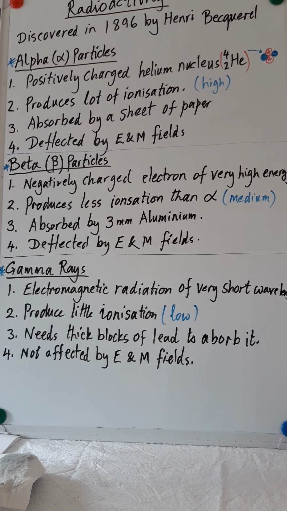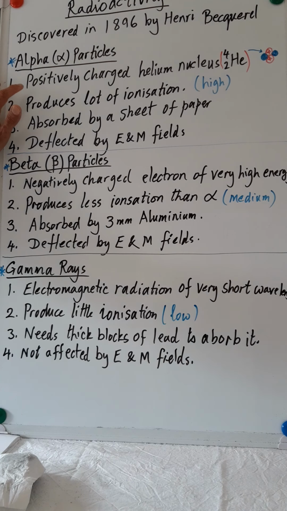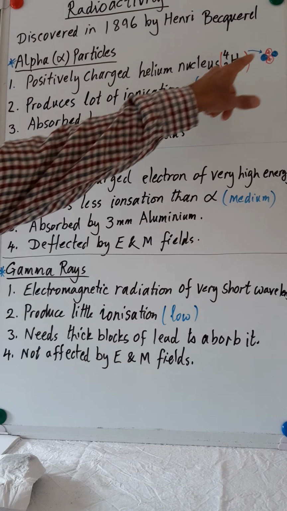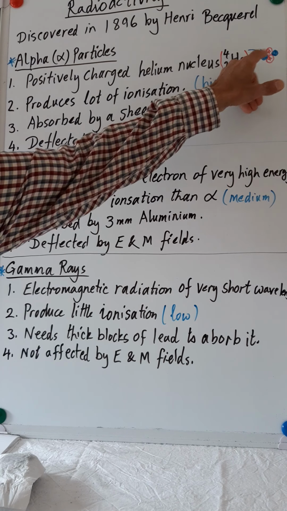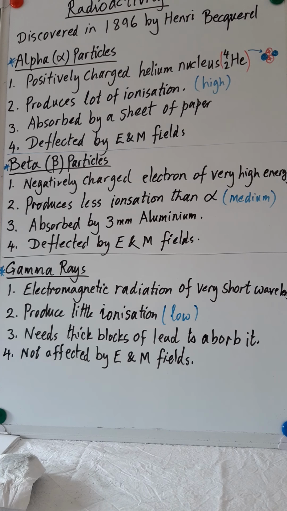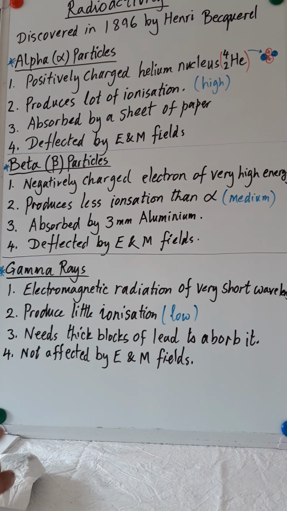So first of all, talking about alpha particles, now they are positively charged helium nuclei. Now helium nucleus is made up of two protons, two plus charges, and two neutrons, which are neutral. And it's a large particle, and it produces a lot of ionization. Now, I explained what ionization is in the last video, but later on I'll explain it again to show you what ionization is.